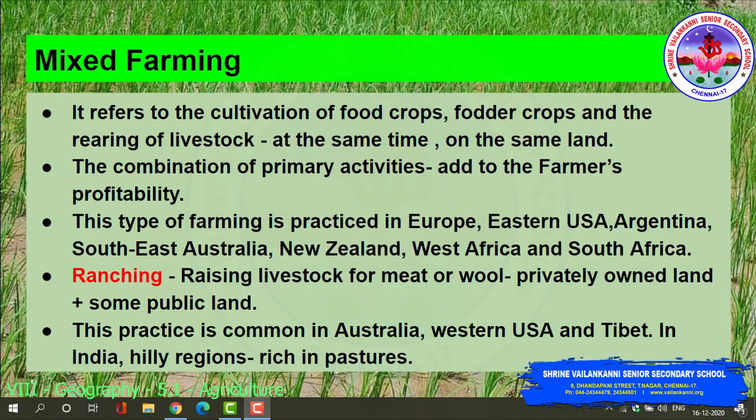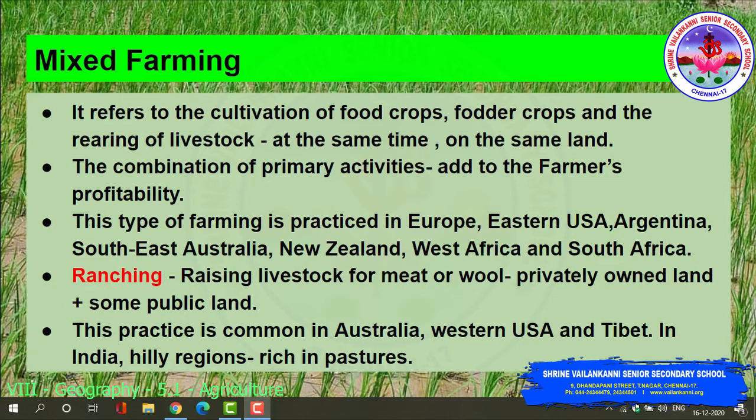Mixed farming. This refers to the cultivation of food crops, fodder crops and the rearing of livestock on the same land at the same time. This combination of primary activities adds to the profit of the farmer. It is practiced in Europe, Eastern USA, Argentina, Southeast Australia, New Zealand, West Africa and South Africa.